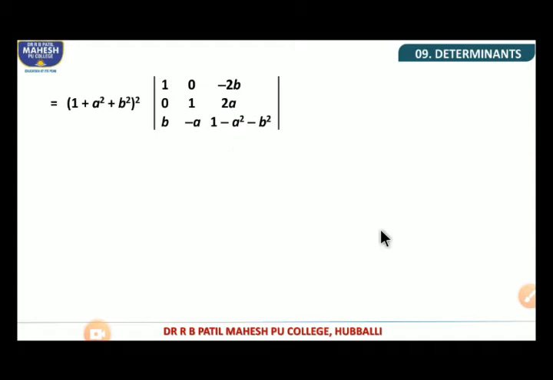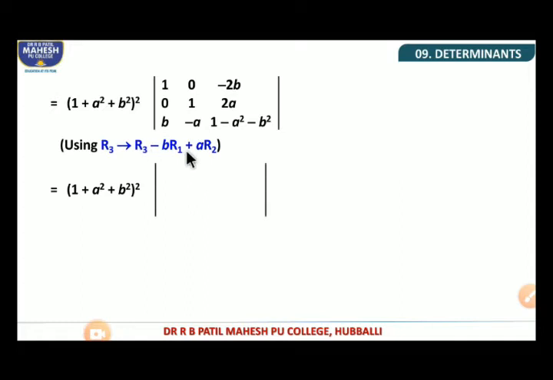And in the next step, I am going to use this term here. To make it 1 plus a square plus b square, I am going to operate R3 changes to R3 minus b R1 plus a R2. So this is the row operation. Make this operation: first write down 1 plus a square plus b square whole square into the determinant. Write these two rows R1 and R2 as they are.